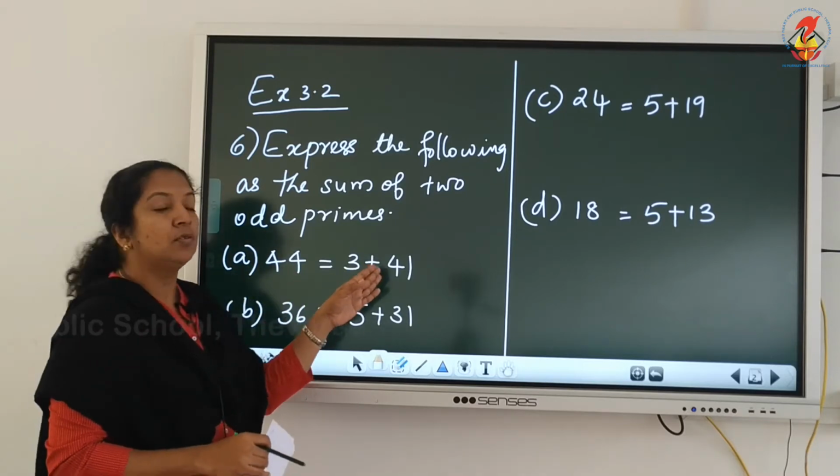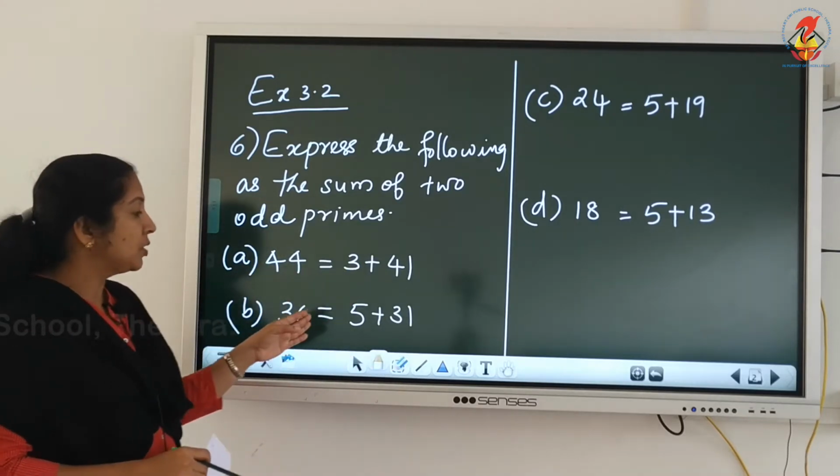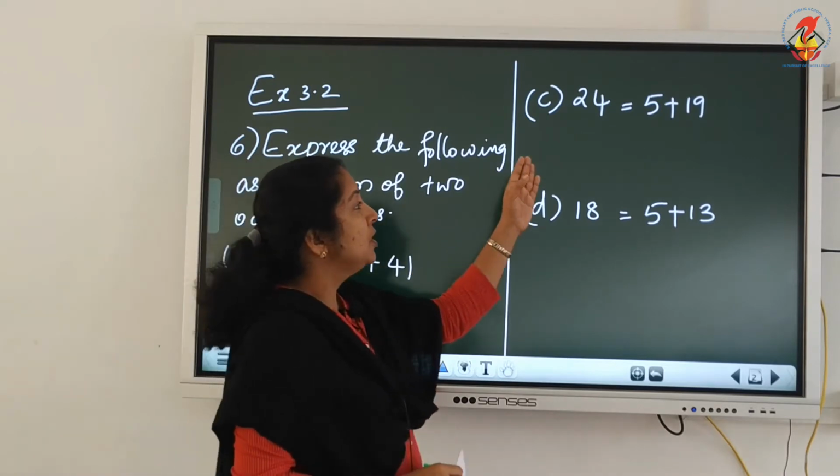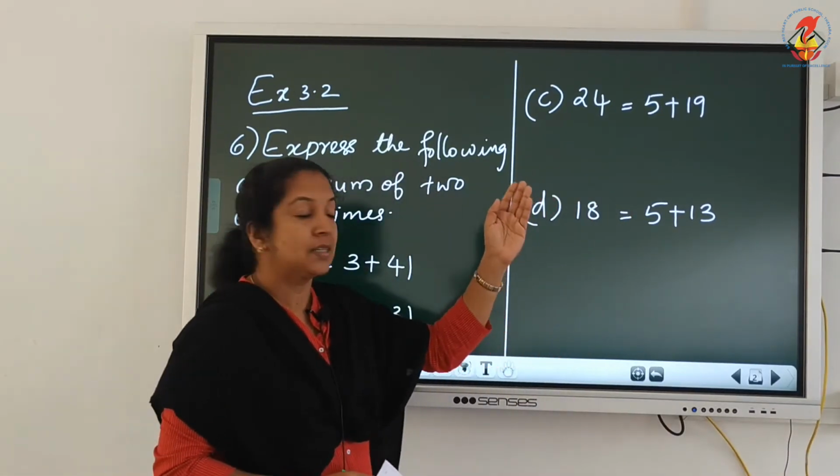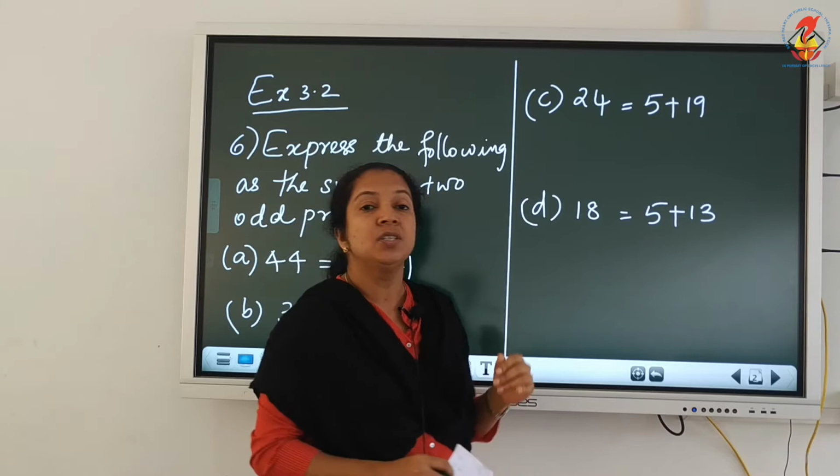44 you can write as 3 plus 41. 36 you can write as 5 plus 31. 24 you can write as 5 plus 19. 18 you can write as 5 plus 13.